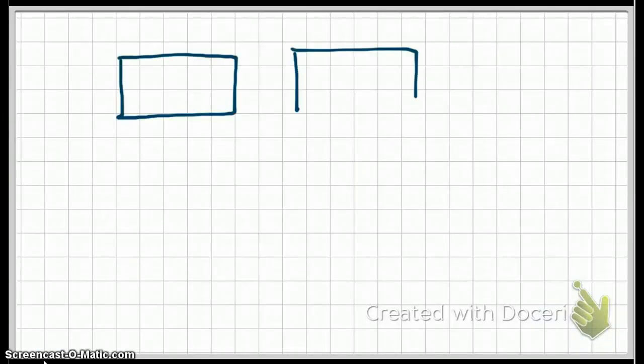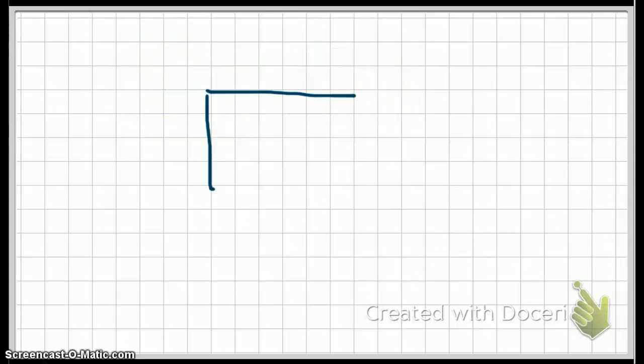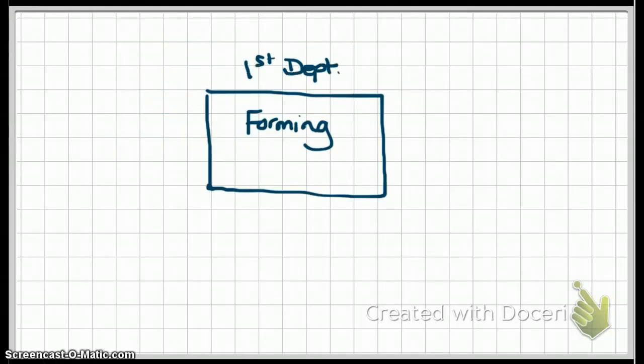Let's summarize the information they've given. They've told us that they've got 2 processes, forming and finishing, and we're going to look at the forming department costs, which is the first department or the first process, and that's all we're going to focus on in this chapter. Let's take a closer look at the forming department. It's our first department, and we're looking at the cost information for the month of May.